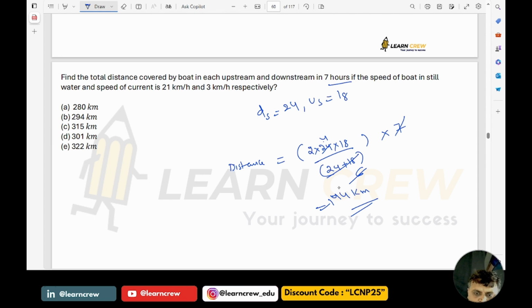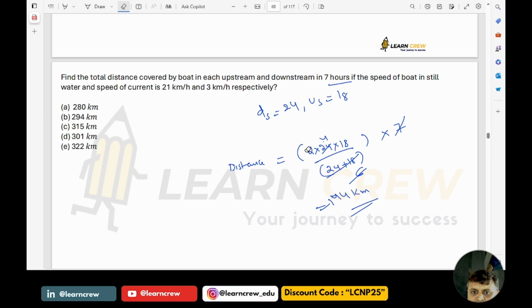144 is the distance. Am I correct or not? What are the distances I have got? 18 and 24. So here the answer is 144. Next: find the total distance covered by a boat in each upstream and downstream in 7 hours.